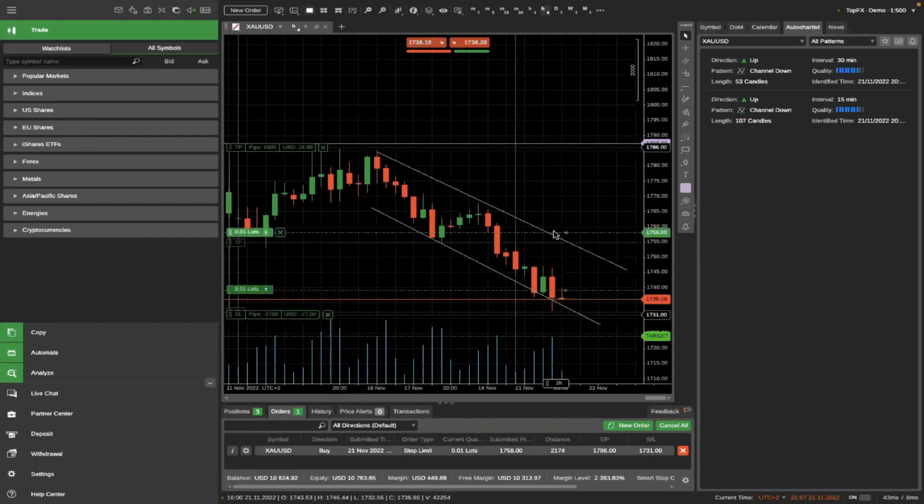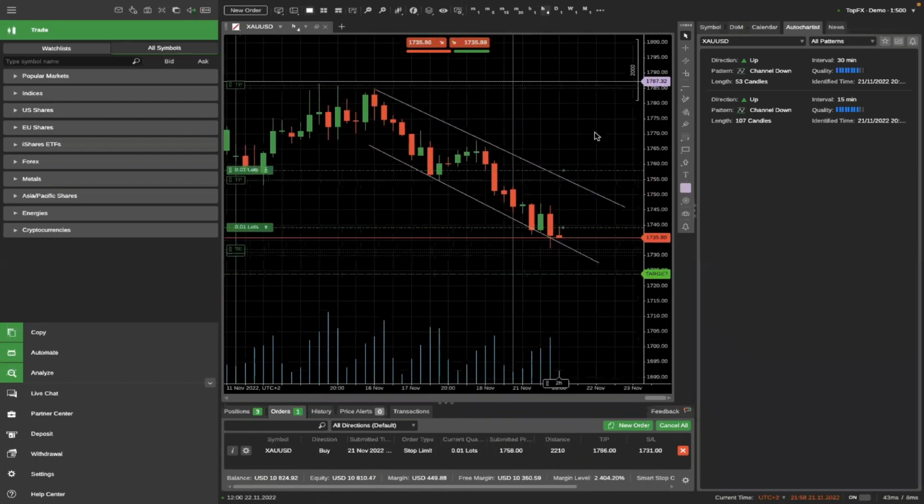So you place a buy stop limit order with a 10 pips limit at the level of 1,758, and you place the stop loss here below the low, and you want to trade towards 1,787. So this is another cool thing that you can use if you have a basic knowledge about technical analysis, if you have a basic knowledge about the chart patterns.